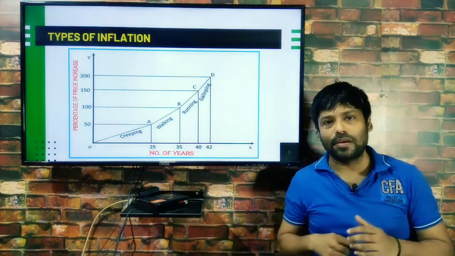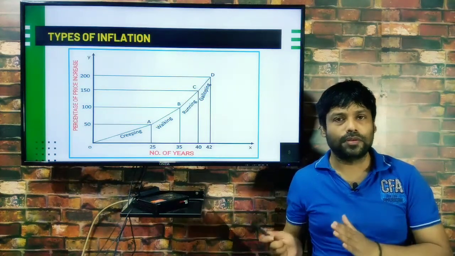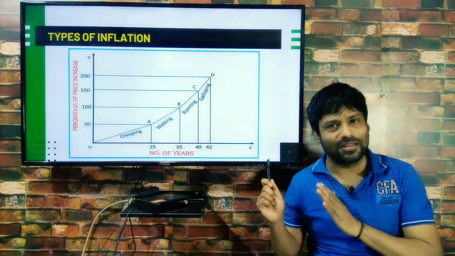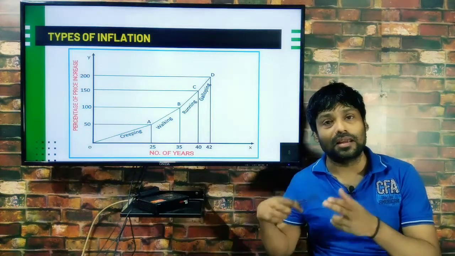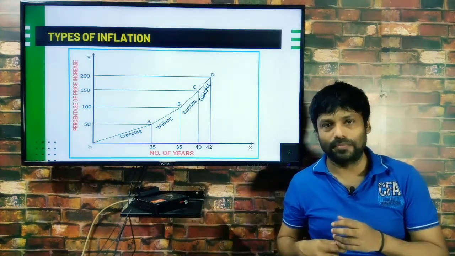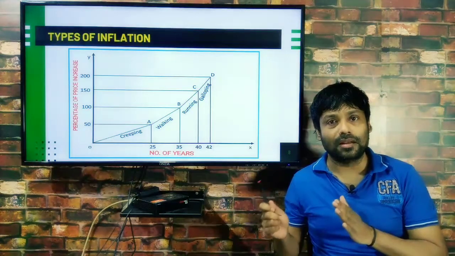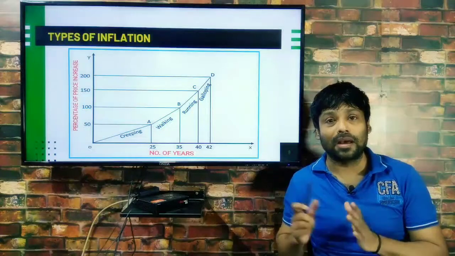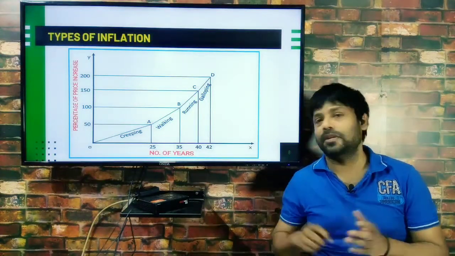What is running inflation? When the rate of increase in the price level is further accelerated. The price level under this type of inflation rises approximately by 10% every year.